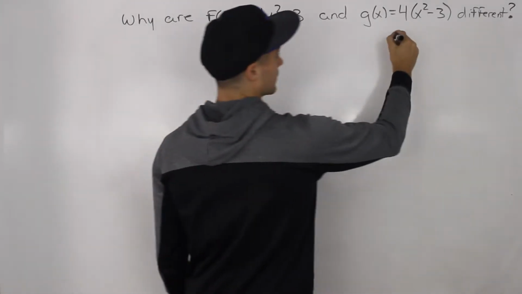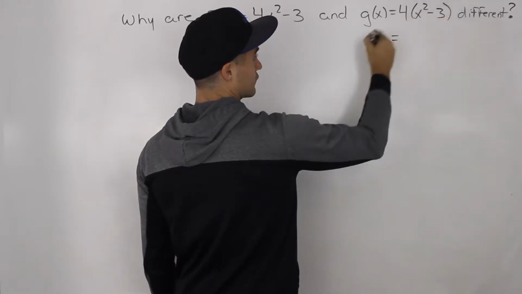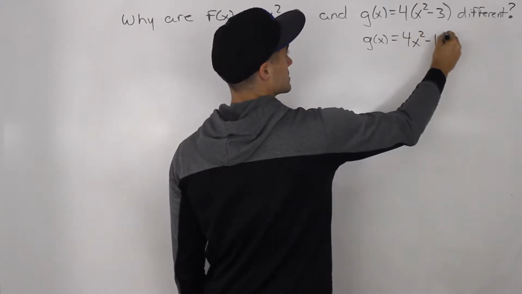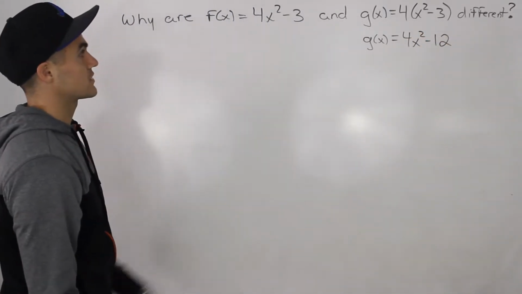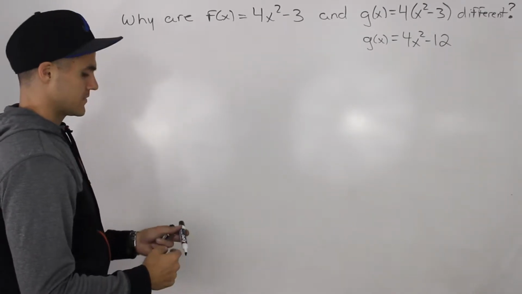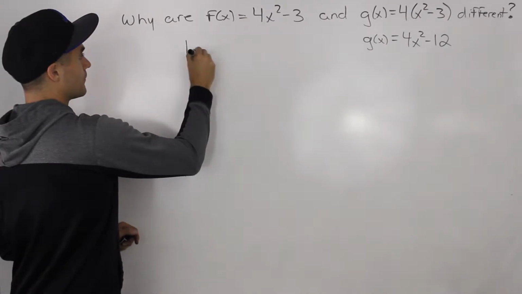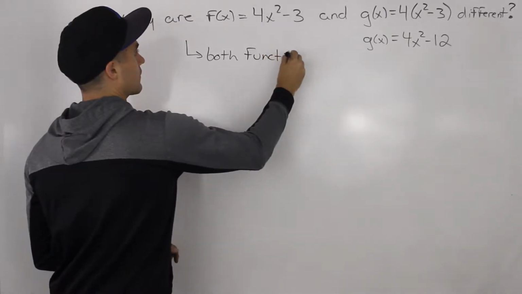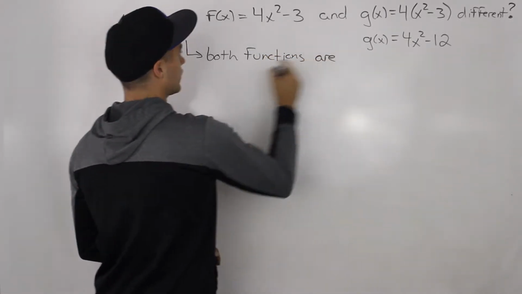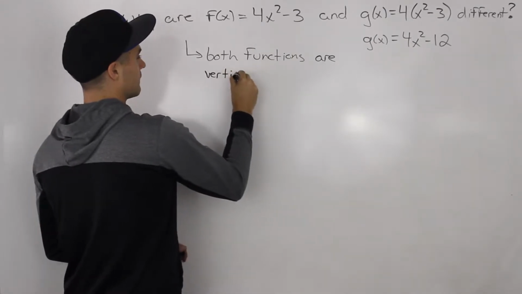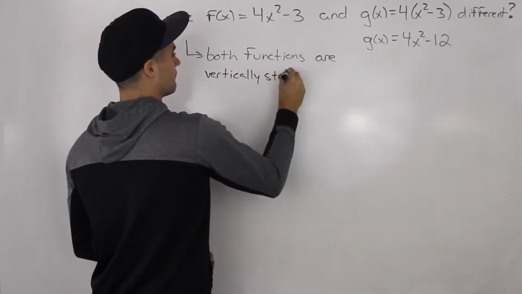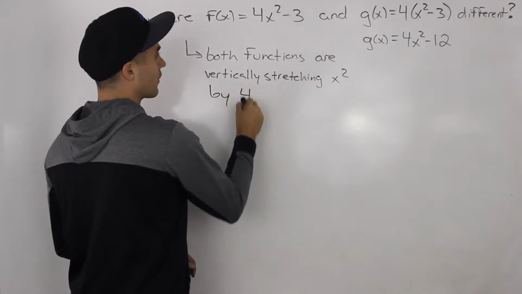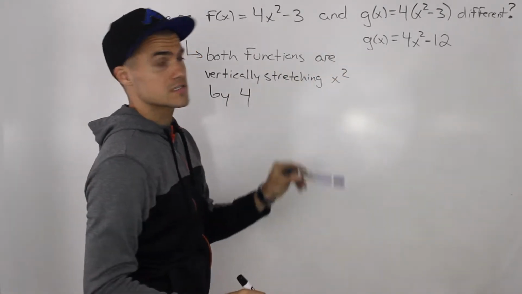Basically, what you have to do is you need to expand this bracket for g of x. So, if you expand the bracket, you end up with 4x squared minus 12. And this one is 4x squared minus 3. So what happened was both functions are vertically stretching the parent function x squared by a factor of 4, right? Because 4 is in front of both of these.